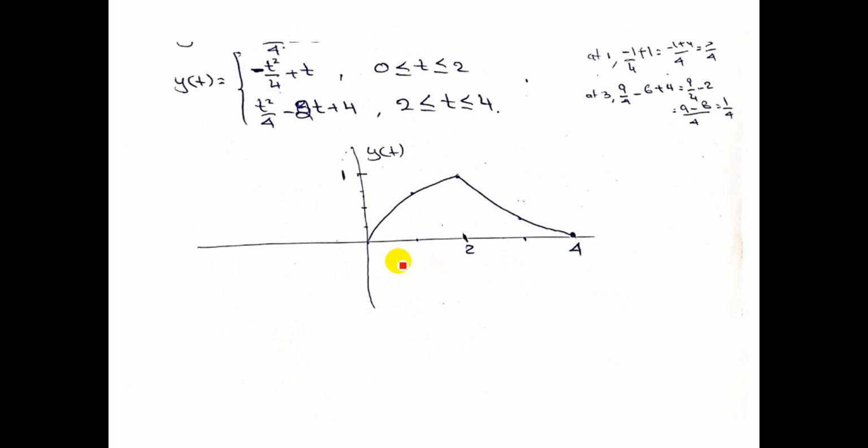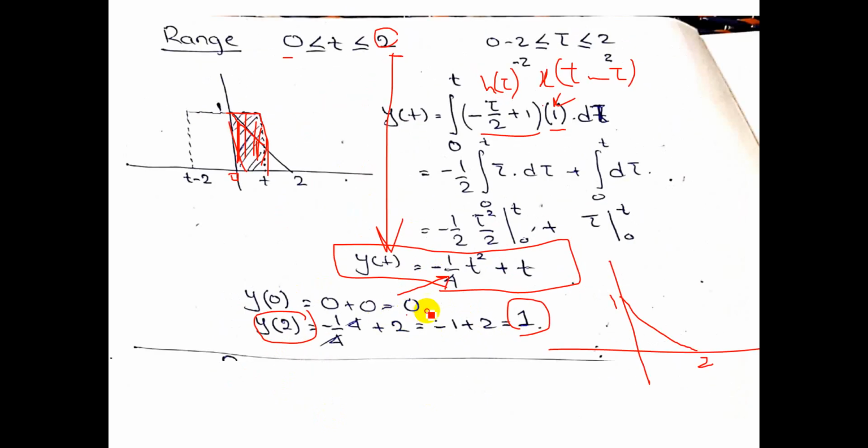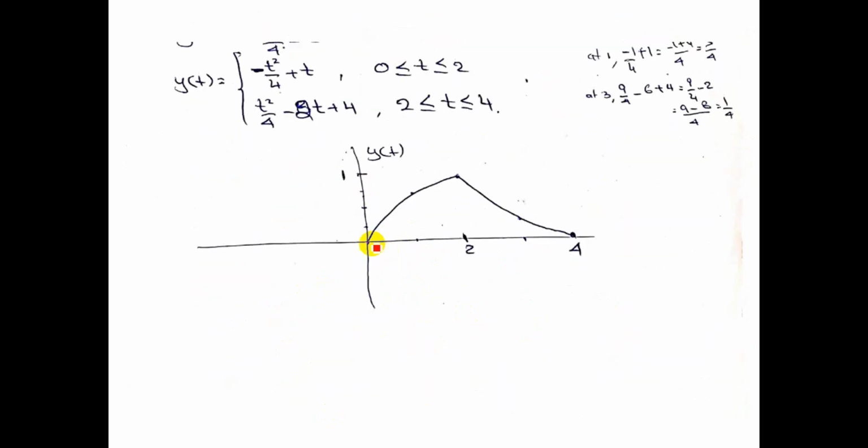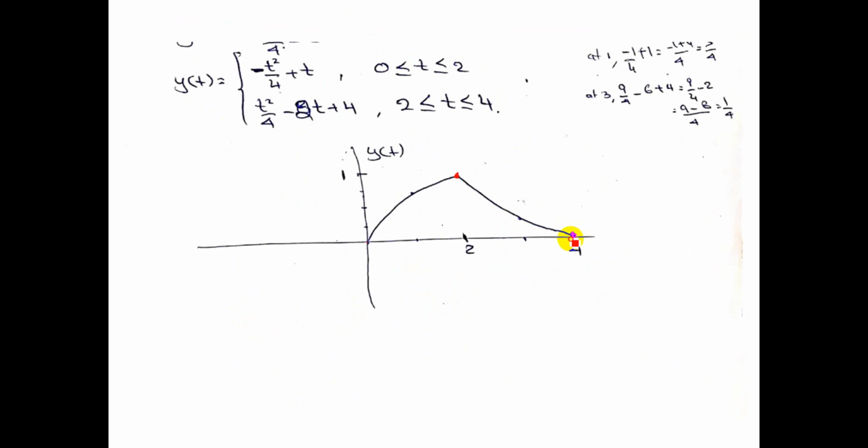Now, simple. At 0 it was 0 here, and at 2 it is 1. So at 0 it is 0, at 2 it is 1 here. Next thing is again using the same one, 2 and 4. It is 1 and 0 again. So at 4 it is 0 again here. So now the next point is how to join them.